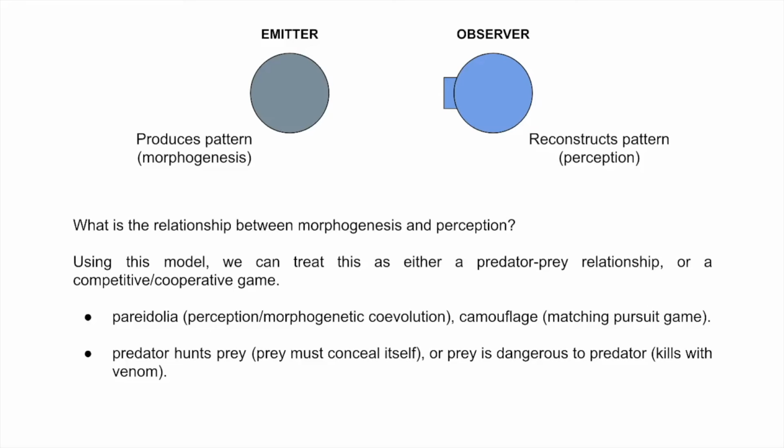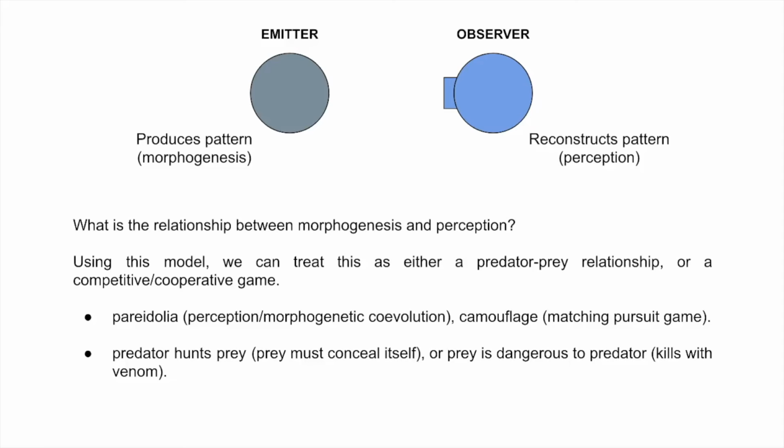Some of this involves things like pareidolia or camouflage, and in pareidolia this is the evolution of perception and morphogenetic mechanisms. This is the coevolution of those. In camouflage, you have something called a matching pursuit game, which is a different type of game altogether, and also is part of this developmental game paradigm.